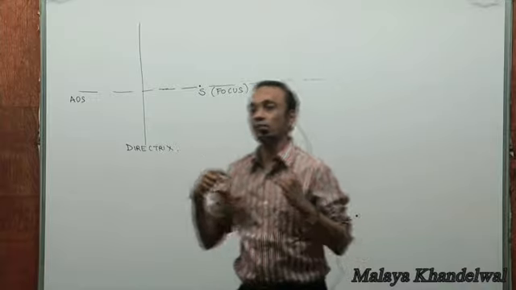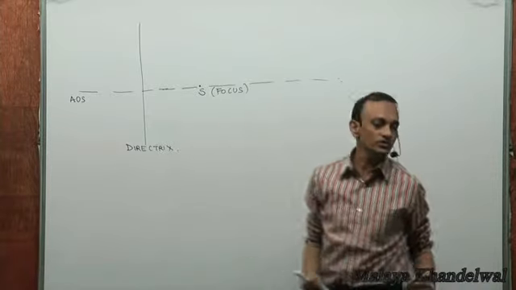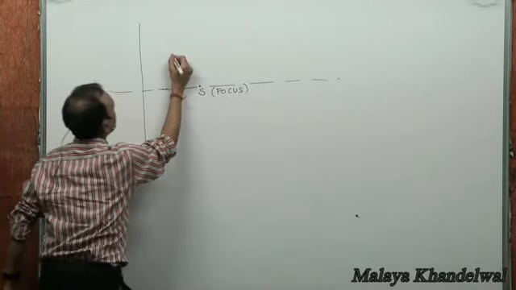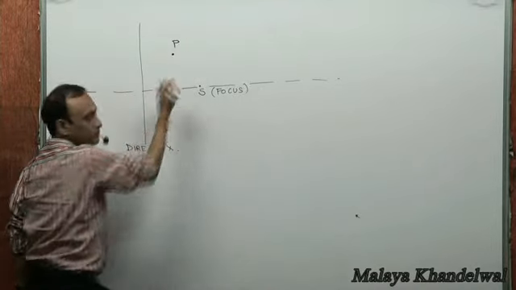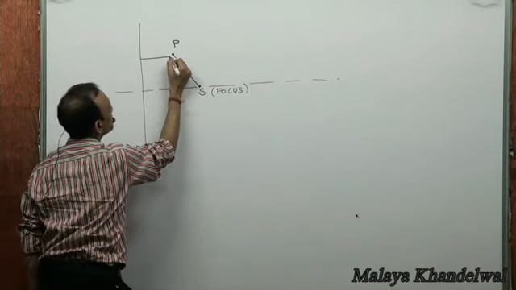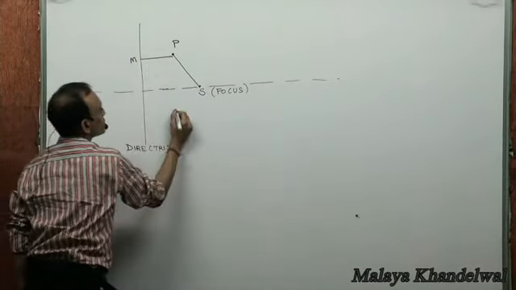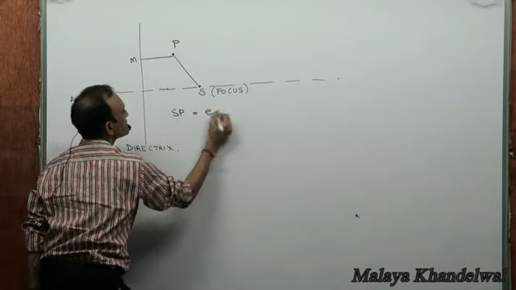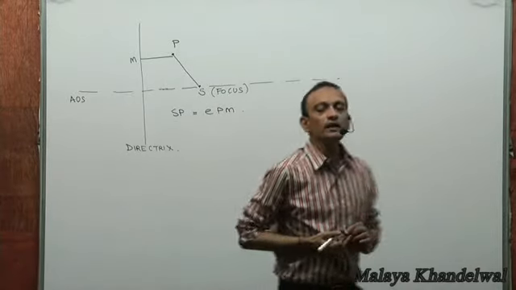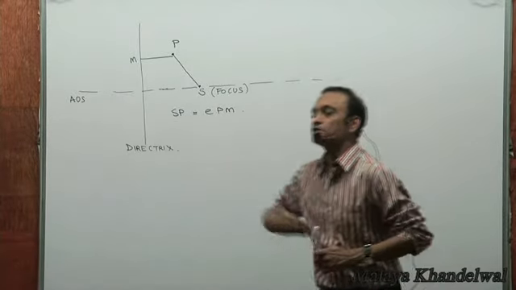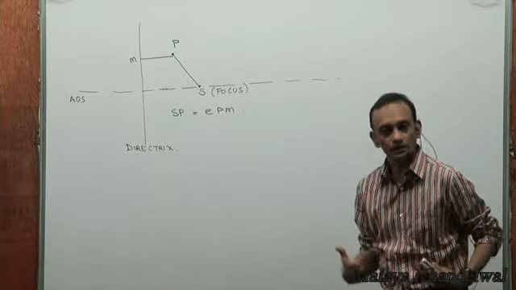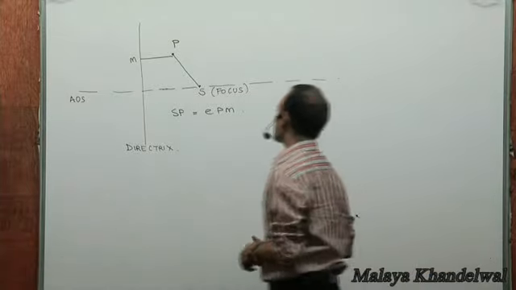The looks of the conic above this axis would be identical to the looks of the conic below the axis, right? And there is a moving point P such that SP by PM is going to be a constant. SP is going to be E times PM. Then P will be assuming a trajectory which would be a conic, right?